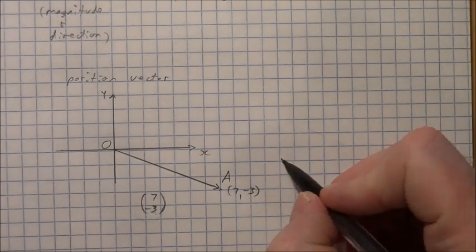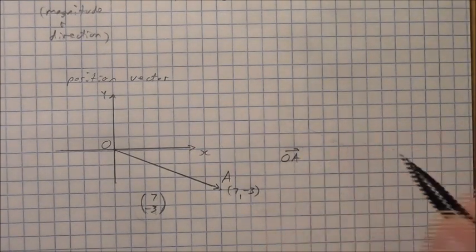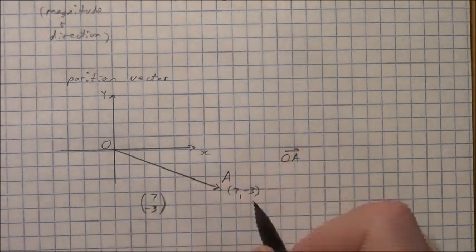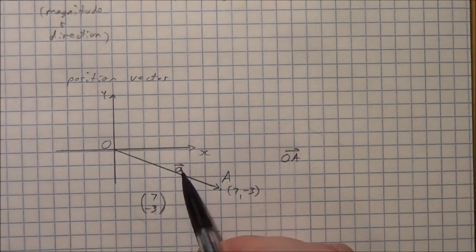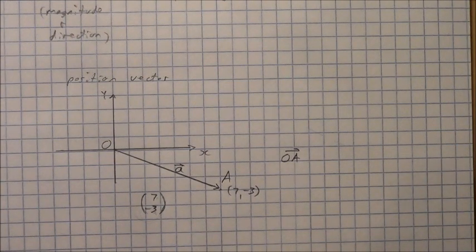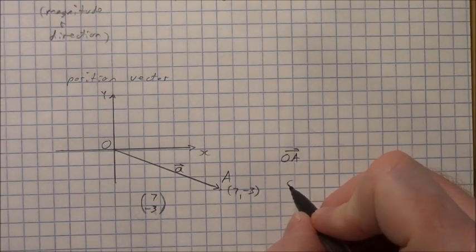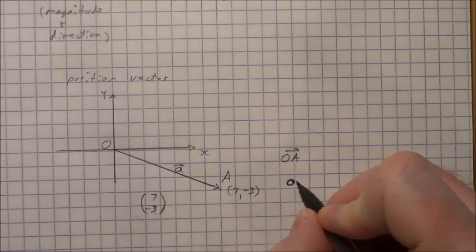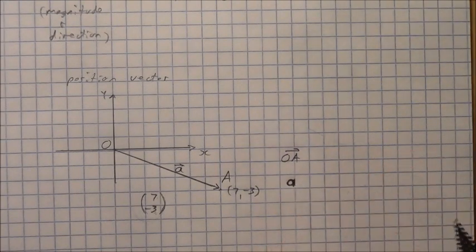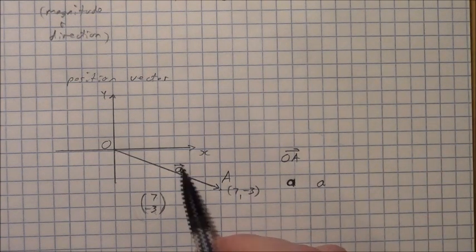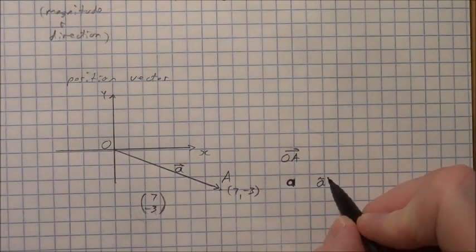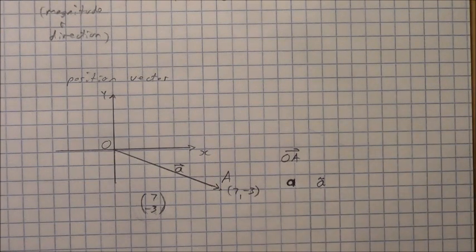This vector can be written as vector OA, or if we just name this as vector A, it can be written like that, or just a bold A that you might see in textbooks, or it could even be written with the vector symbol on top, with a little tilde on top. So these are the different ways of writing the vector.